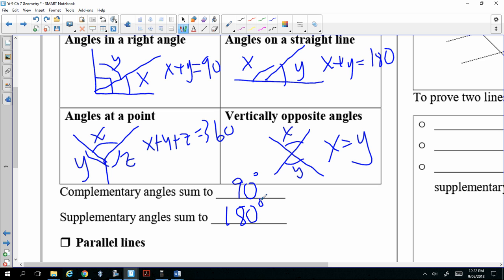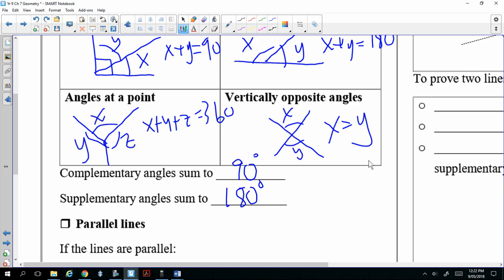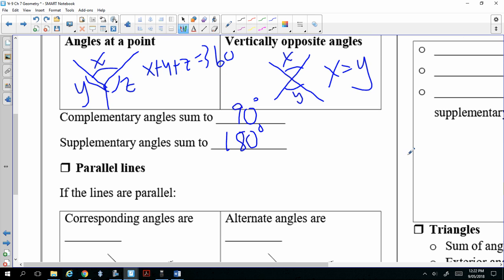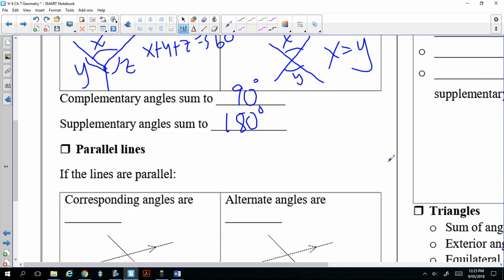After we do this, we're going to look at parallel lines. How do I know if two lines are parallel? If the lines are parallel, that means the corresponding angles are equal.